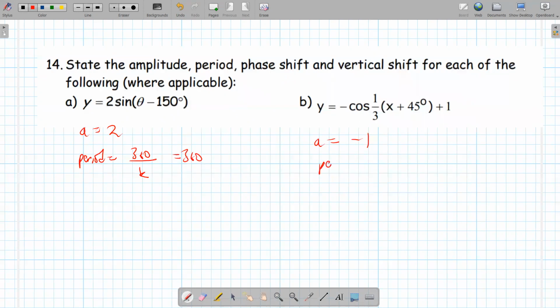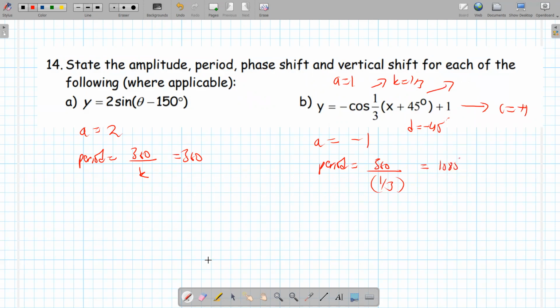What's the period here? 360 over 45? No, 1 over 3. 360 over 1 over 3. K, this is the D value. Okay, A is minus 1. This is K. This is D minus 45, and this is C plus 1. So 360 over 1 over 3. That's going to be what? 360 times 3, 1080. Okay, I see. Let's look at the phase shift.